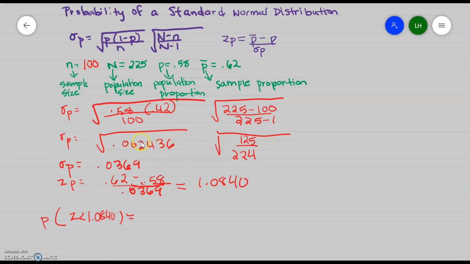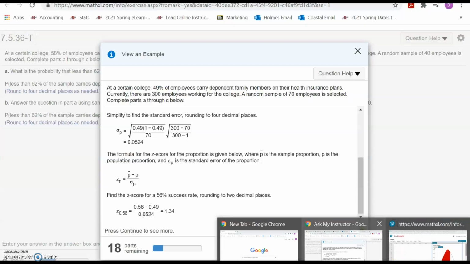Okay, so I have plugged it into the formula, and basically the only thing that is going to change is n in the standard error of proportion formula. So once you calculate that, the standard error should be 0.0369, and then your z value for your proportion is 1.084. So you can pause it and check your work.